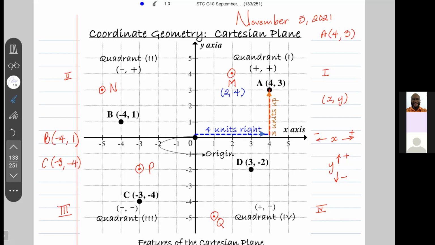So N. To get to N from the origin, you go 5 units to the left and 3 units up. So N is the point (-5, 3). P, to get to P from the origin, 3 units to the left and 2 units down. So P is the point (-3, -2). To get to Q from the origin, you go 1 unit to the right, so that's 1, and 5 units down, so that is -5. All right. So one of the first things we need to be able to do is to determine the coordinates of a point.